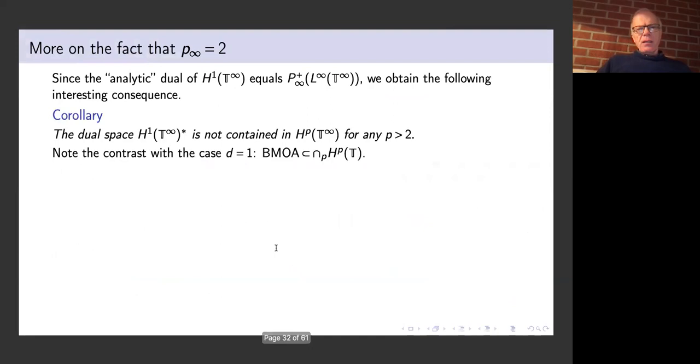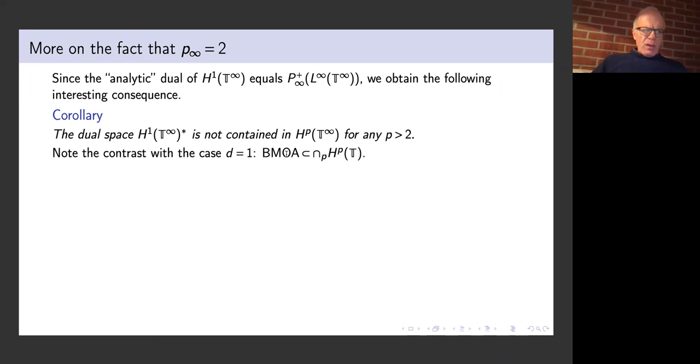I would like to draw your attention to a consequence of that, which shows a rather interesting contrast between dimension one and infinite dimension. How can we think of L infinity here? Well, since the analytic dual of H1 equals the Riesz projection of L infinity, we find that the dual space of H1 is not contained in any H^p space for any p larger than two. This is really in contrast with what you have in dimension one, where the dual space is BMOA, and this is certainly contained in the intersection of all H^p spaces.